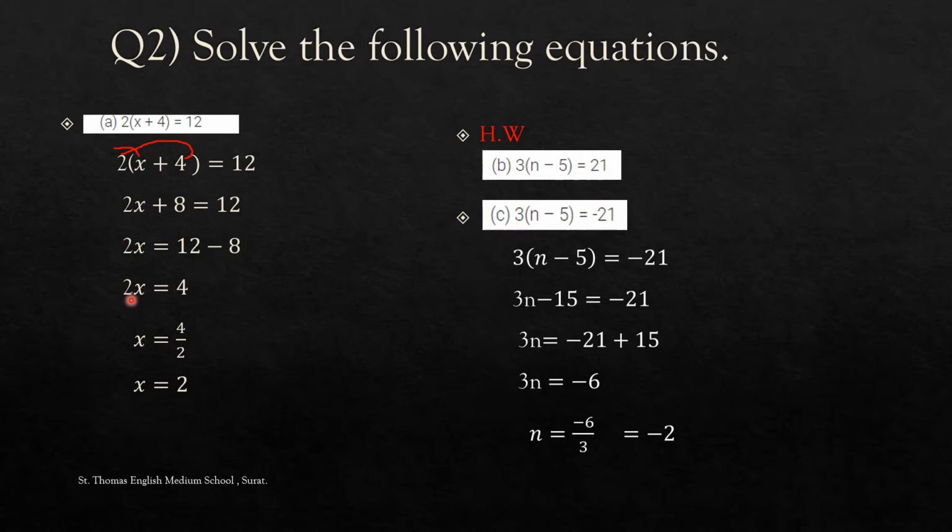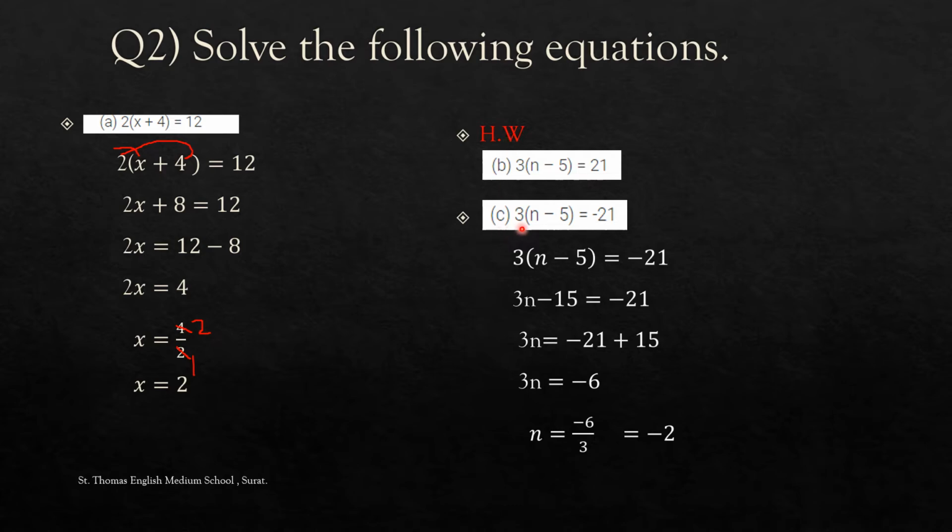This is multiplication. If it comes here, it becomes division. That is 4 by 2. Now we can cut here. 2 ones are 2 and here 2 twos are 4. So what is the value of x? X is equal to 2. It's clear? Now question number B and C. Question number B, you can do it as homework.